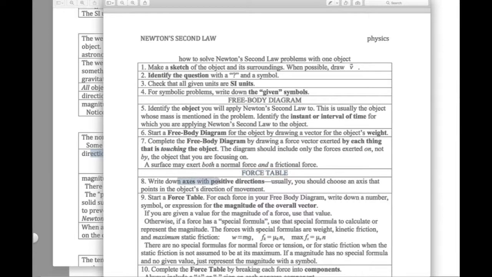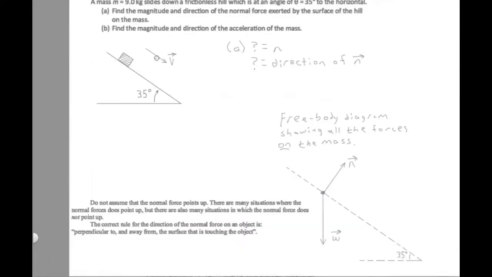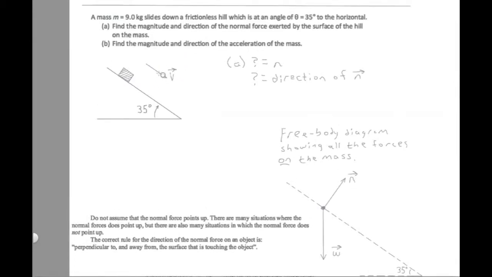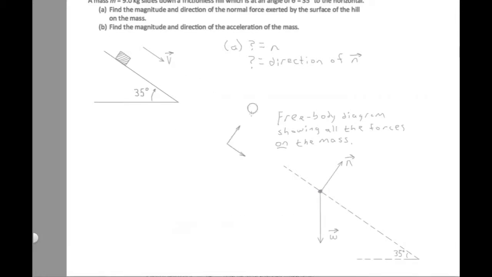Now is a good time to choose our axes. And remember, you should usually have an axis that points in the object's direction of motion. Well, we've seen that this object is sliding down the inclined plane, so we should have an axis that's pointing parallel to and down the inclined plane. Okay, so here I've drawn those axes. All axes arrows should be labeled. So let's label these as X and Y. So I've chosen a positive direction pointing in the object's direction of motion, down and parallel to the inclined plane.